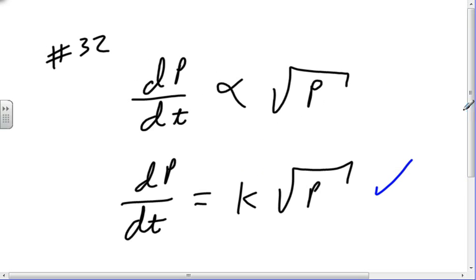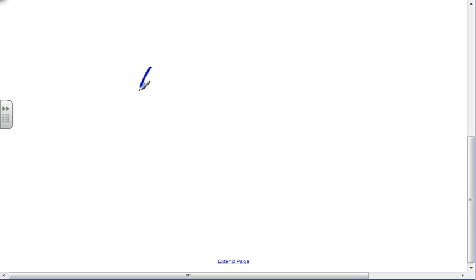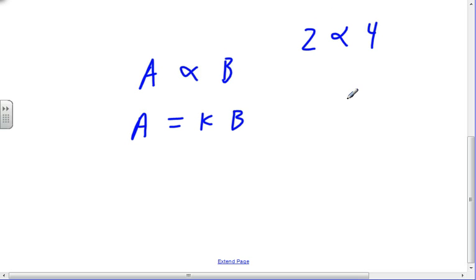Where do you get k from? Now you're moving all the way back to algebra 1. If A is proportional to B, that means that A is equal to some constant of proportionality times B, right? You don't remember that? Yeah, so 2 is proportional to 4, right? 2 is equal to 1/2 times 4.